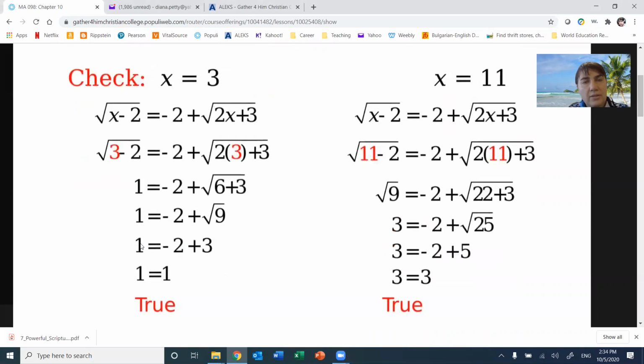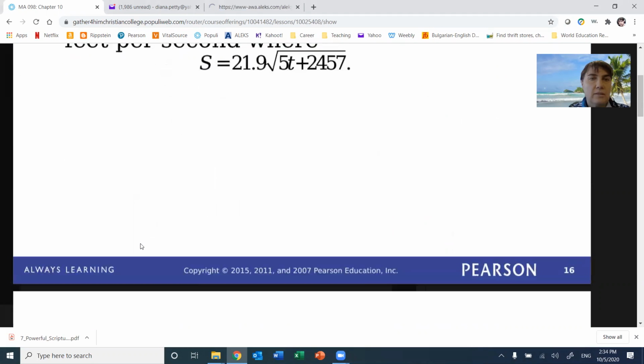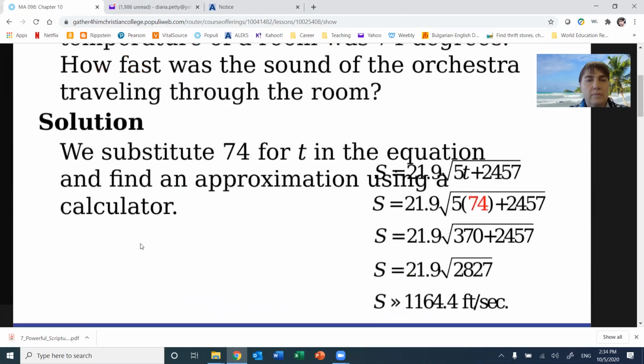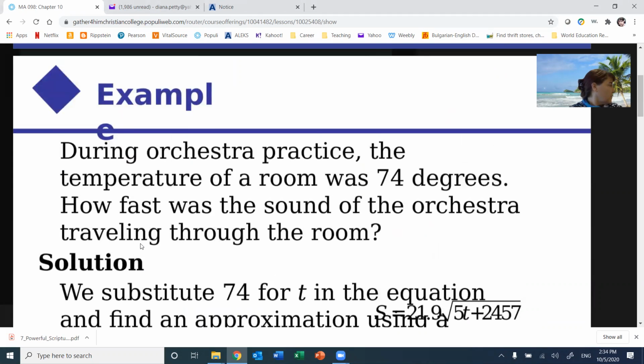So see how nicely they did the check, step by step. You can do it this way. And this is all we do.